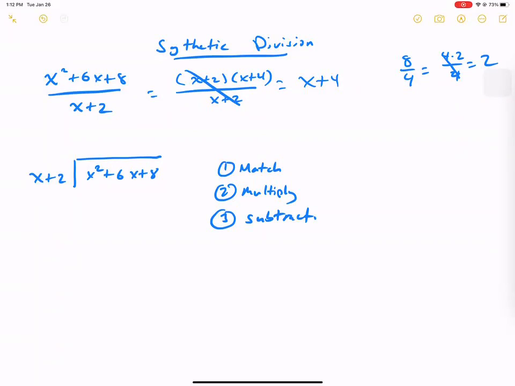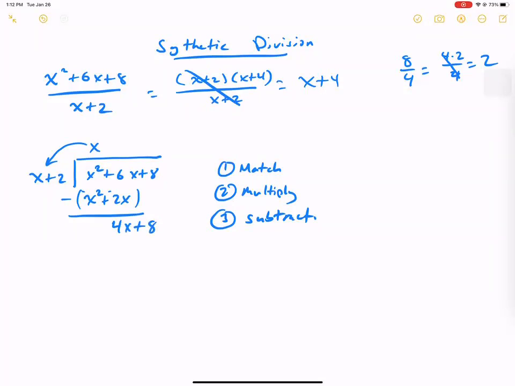We match. So to make x look like x squared, we need to multiply that by x. We multiply down. That's x squared plus 2x. And then our third step was we subtract. I draw a negative sign in the front, and then I do little tag marks on top so you guys can see those. That's a negative x squared and negative 2x, so I don't have to rewrite it. And we end up with 4x plus 8.